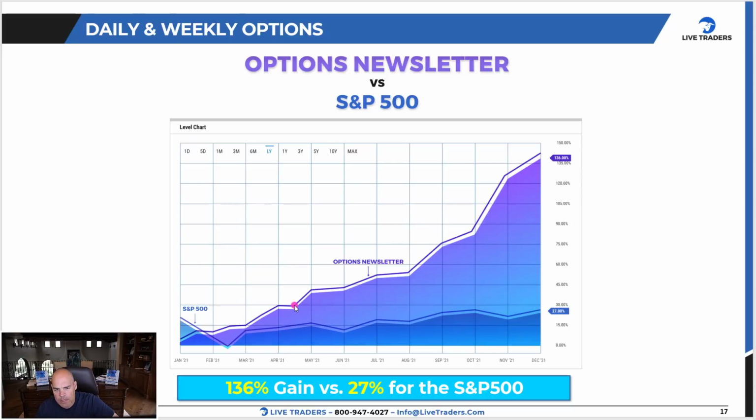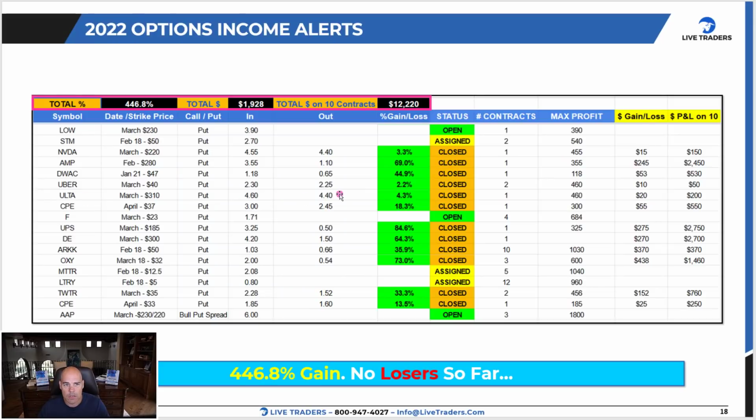So the point simply is, don't tell me you can't make money in options, you can only make money in stocks. Don't tell me you can only make money in Forex and you can't make money in crypto, whatever. You can make money in anything, okay? Options income alerts, just for this year. These are Unwall's plays, okay? 446.8% gain. No losers so far. Yeah, you got assigned 2 trades, so you're still in those. I think you guys are still in those, all right?